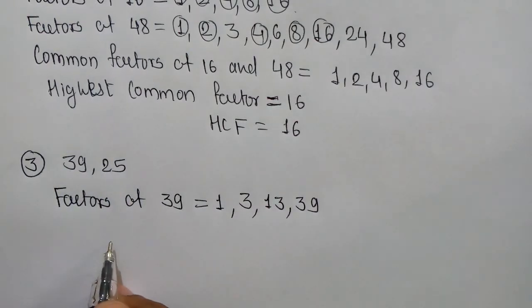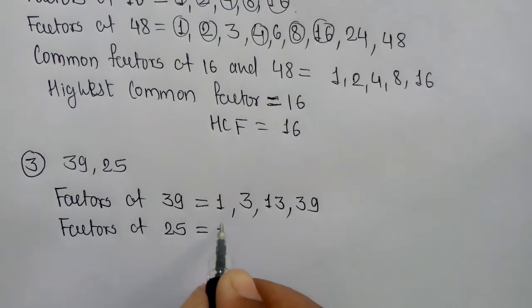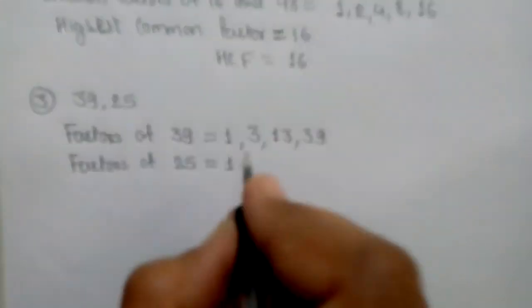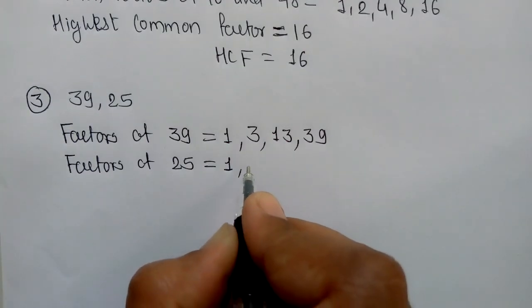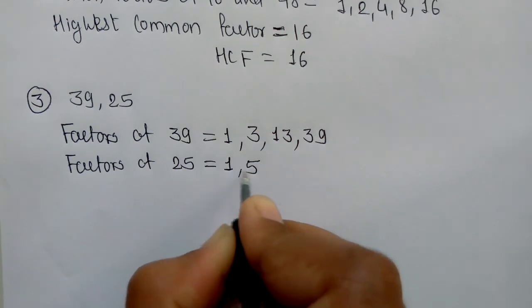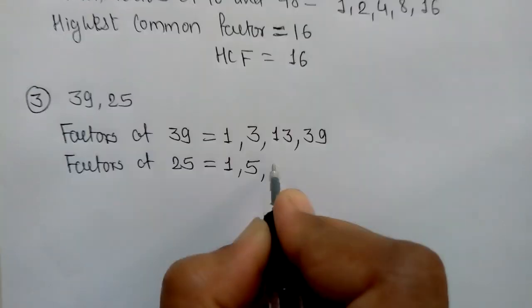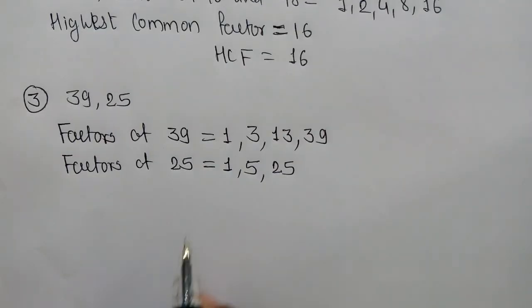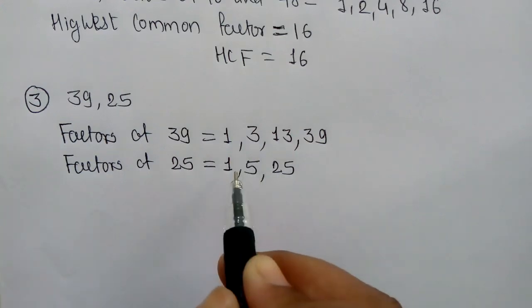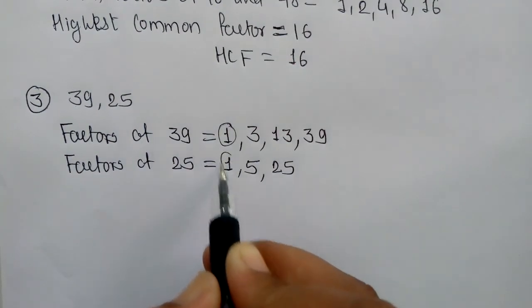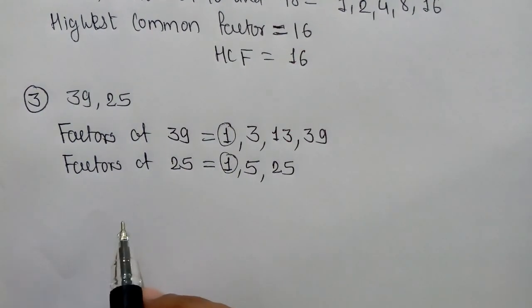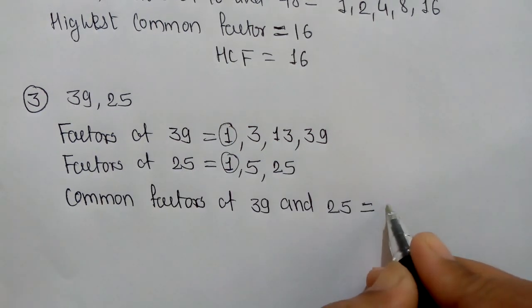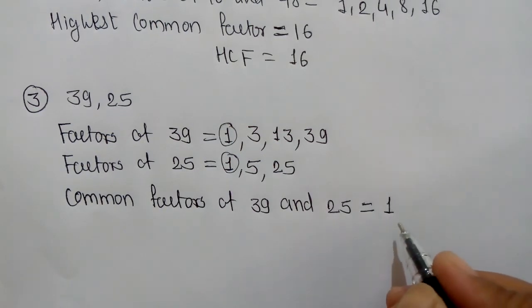Now we will find the factors of 25. First is 1. Is 2 there? No. 3 is also not there. Is 4 there? No. 5, yes, 5 fives are 25. And then directly 25. So we will see the common factor from that. What is the common factor? See here, only 1. Only 1 is the common factor. So here we write the common factor, that is 1. So HCF is also 1.